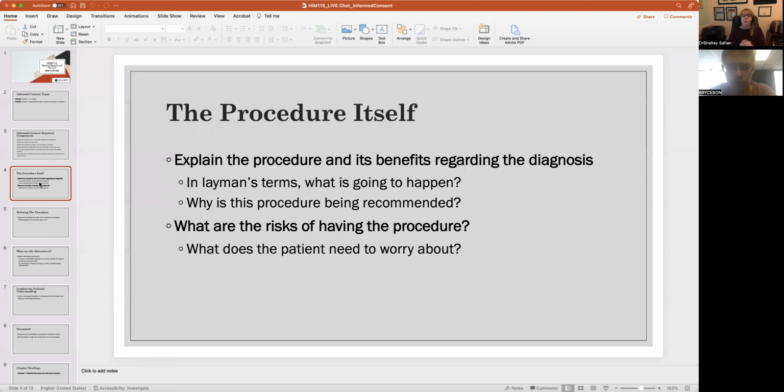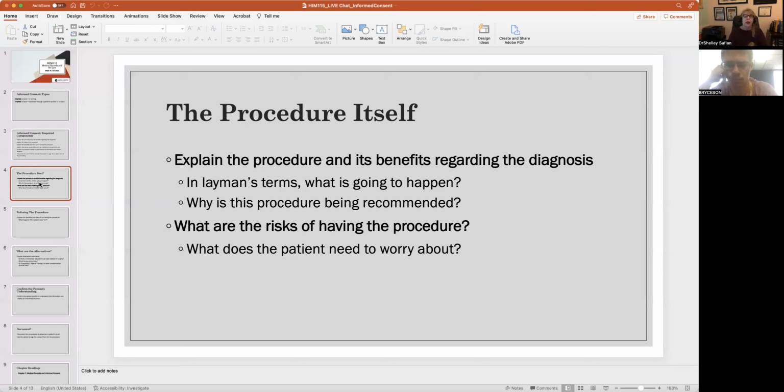So explaining the procedure and the benefits regarding the diagnosis in layman's terms. And that's the provider's responsibility. They must explain what is going to happen. Are you going to wheel me into the operating room and then give general anesthesia? Or is this going to be in a procedure room and you're just going to use a local or regional anesthetic? What's happening? What's going on? And this is expected to fix your whatever.